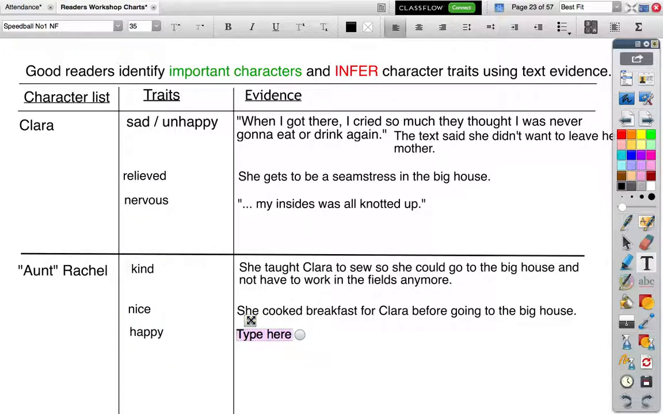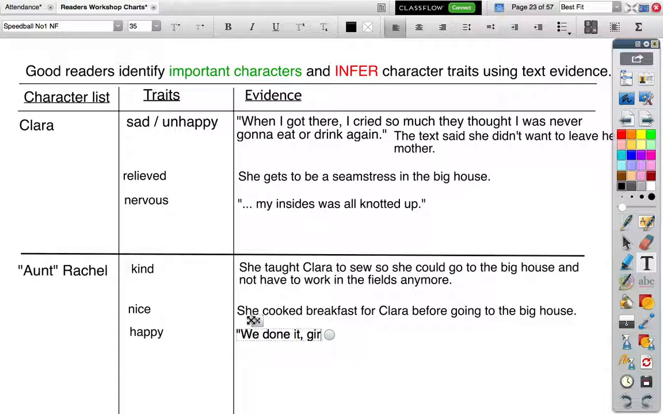She was helping Clara. Oh, she might feel generous because she's helping Clara, but why would she feel happy? They tell us specifically. Giselle, why is she feeling happy? Because Clara is going with Aunt Rachel now to the big house. So the text says, Aunt Rachel and I looked at each other about ready to burst. We done it, girl, she cried. Okay, so that's a time to use a quote. Okay, done it, girl.